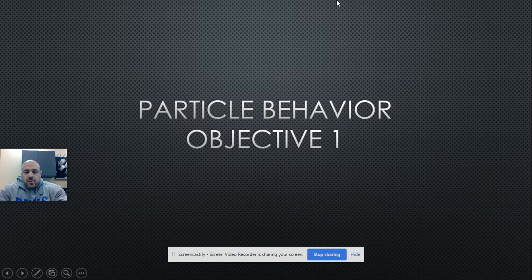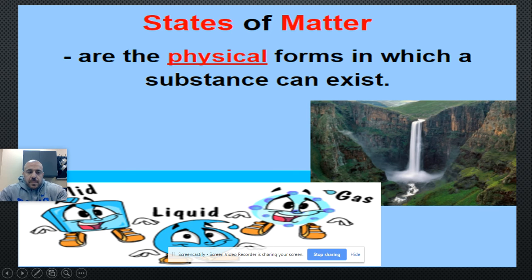All right, let's get into our objective one for particle behavior. We're pretty much going to talk about the three states of matter: solids, liquids, and gases. Make sure when this is all said and done, in your notes, you include the difference between solids, liquids, and gases, and we'll focus on that as we get into it.